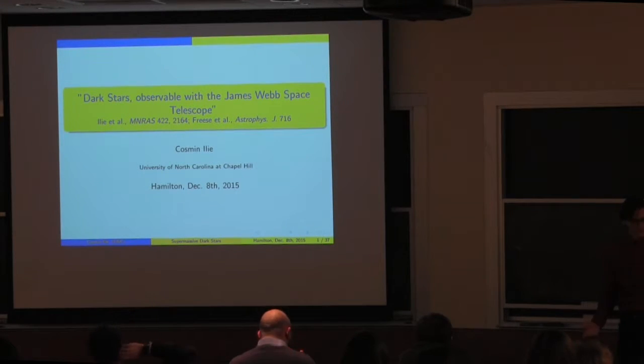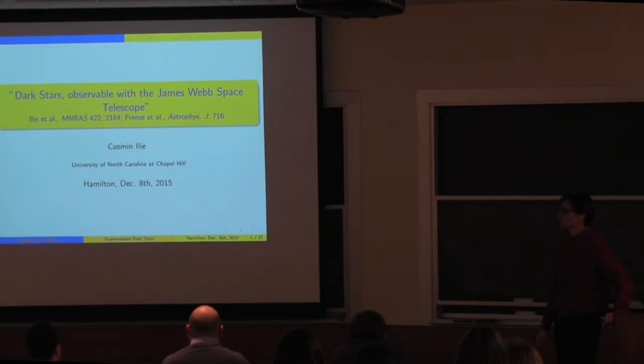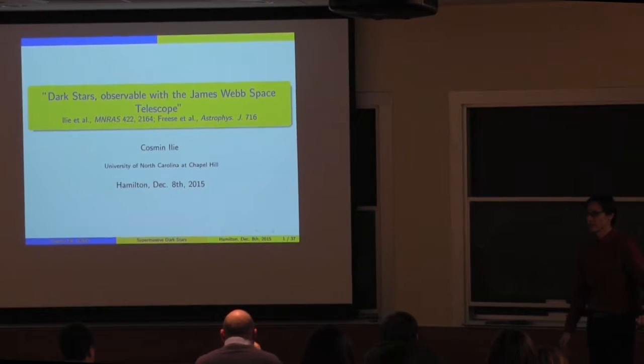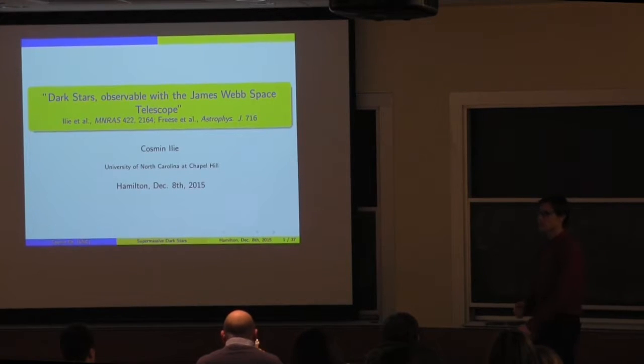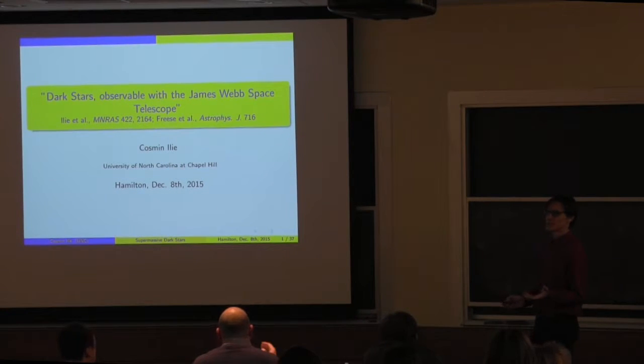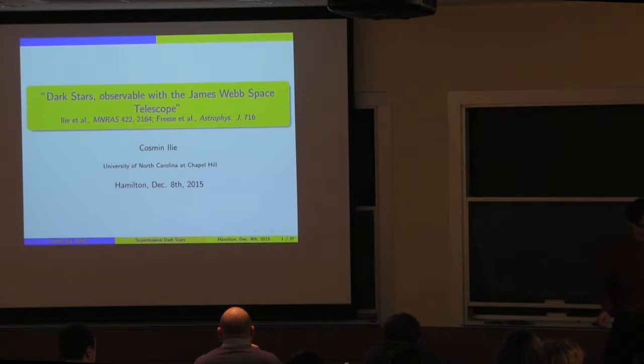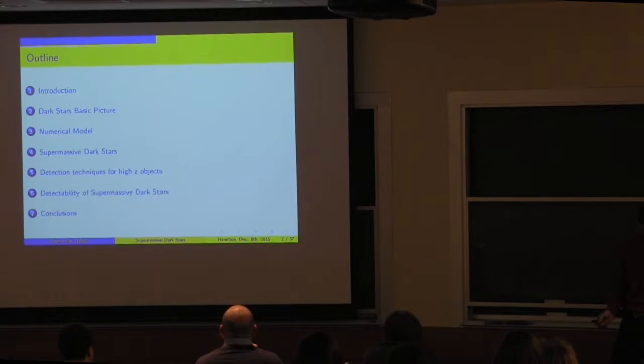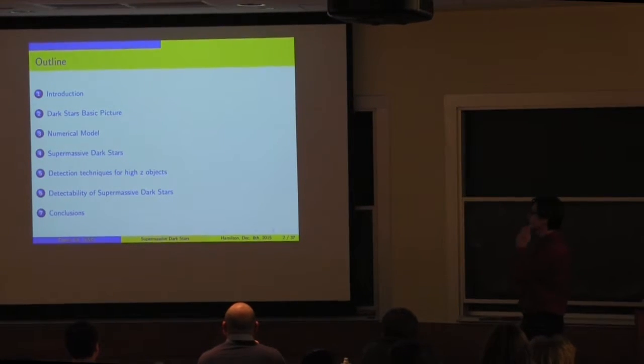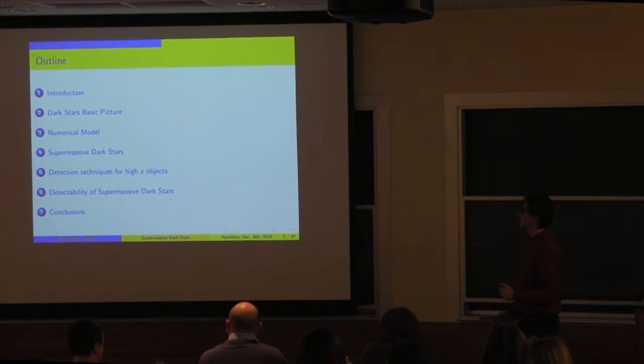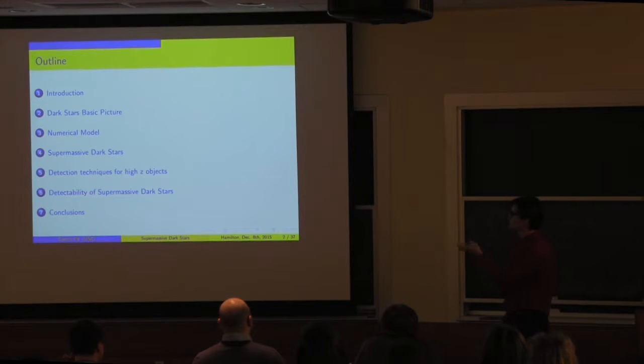Now, let me tell you about one of the research topics I have studied, essentially the formation of first stars and how this phenomenon can be affected by dark matter, if in any ways. So the outline of my talk is going to be the following: introduction. Then I'm going to tell you a little bit about the basic dark stars picture, if there can be such a thing. Then a numerical model, which we use, described in a few slides. Then I'm going to move to the meat of my talk, which is supermassive dark stars.